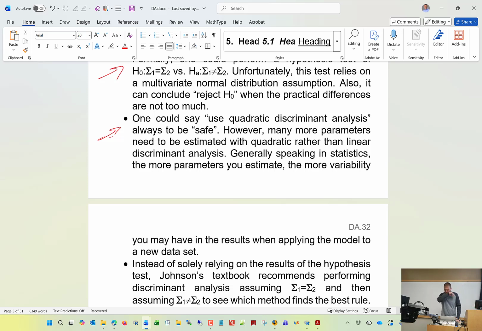Because of that, I would not recommend saying always use quadratic discriminant analysis. Sorry if this wasn't clear: with quadratic discriminant analysis, you now have more parameters you need to estimate, because you have those two covariance matrices to worry about rather than one pooled one. So that's the problem. Quadratic forces you to estimate more parameters.